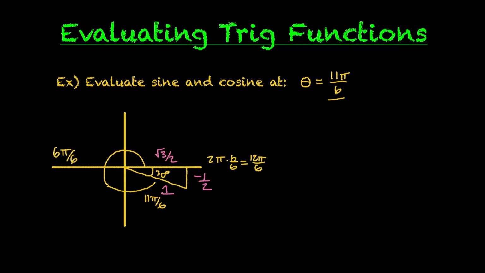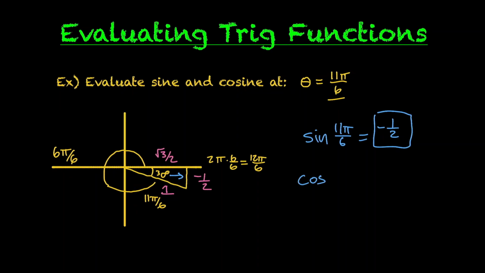All right, so now all we have to do is use SohCahToa to find sine of 11 pi over 6. Because again, opposite of our little angle here is negative 1/2 over the hypotenuse of 1. Divided by 1 doesn't do anything. So sine of 11 pi over 6 is just negative 1/2.